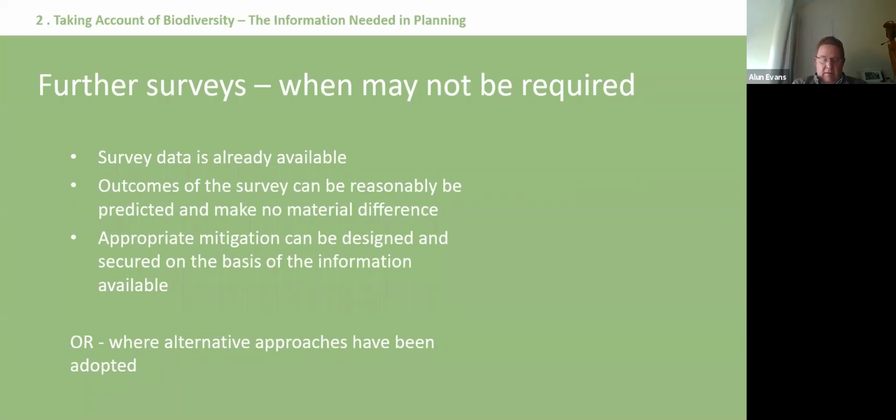Obviously, put a breeding bird condition on, and for the loss of those trees which may support breeding birds, we can ensure that some bird boxes are incorporated into the development. In other places, alternative approaches have been adopted, which means that some developers no longer have to undertake their own surveys.